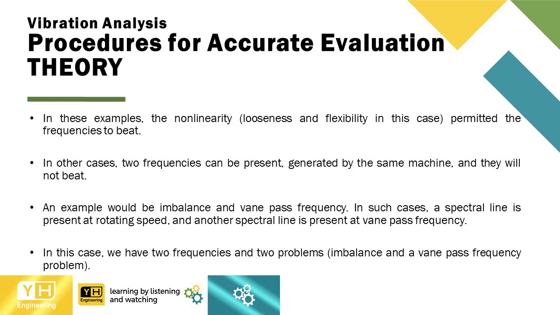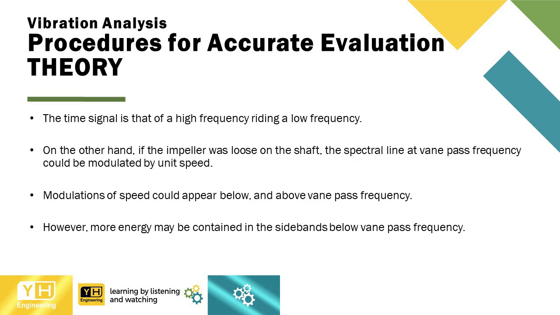An example would be imbalance and vane pass frequency. In such cases, a spectral line is present at rotating speed, and another spectral line is present at vane pass frequency. In this case, we have two frequencies and two problems: imbalance and a vane pass frequency problem. The time signal is that of a high frequency riding a low frequency. On the other hand, if the impeller was loose on the shaft, the spectral line at vane pass frequency could be modulated by unit speed. Modulations of speed could appear below and above vane pass frequency.